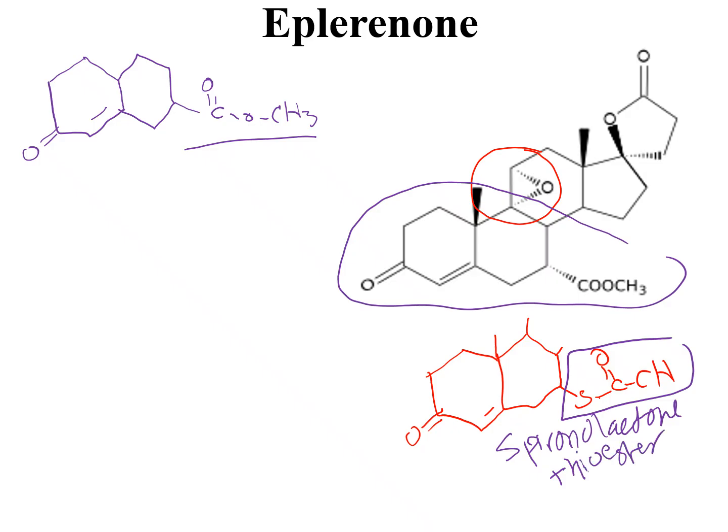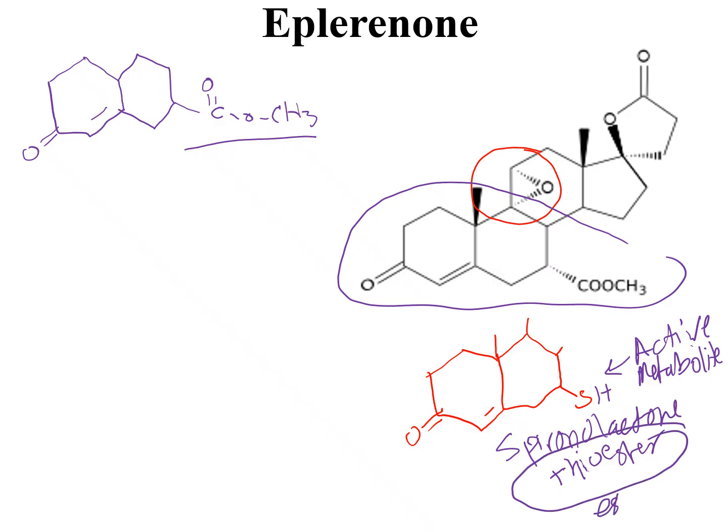It can be hydrolyzed. However, what does the hydrolysis of that structure result in? Hydrolysis will produce this structure, which is the thiol. And that thiol is still an active metabolite. It's important to know that this thiol produced from the hydrolysis of the thioester, if you hydrolyze it by esterase enzymes, will give me the active metabolite thiol. So the metabolite of spironolactone, I'll write here spironolactone.